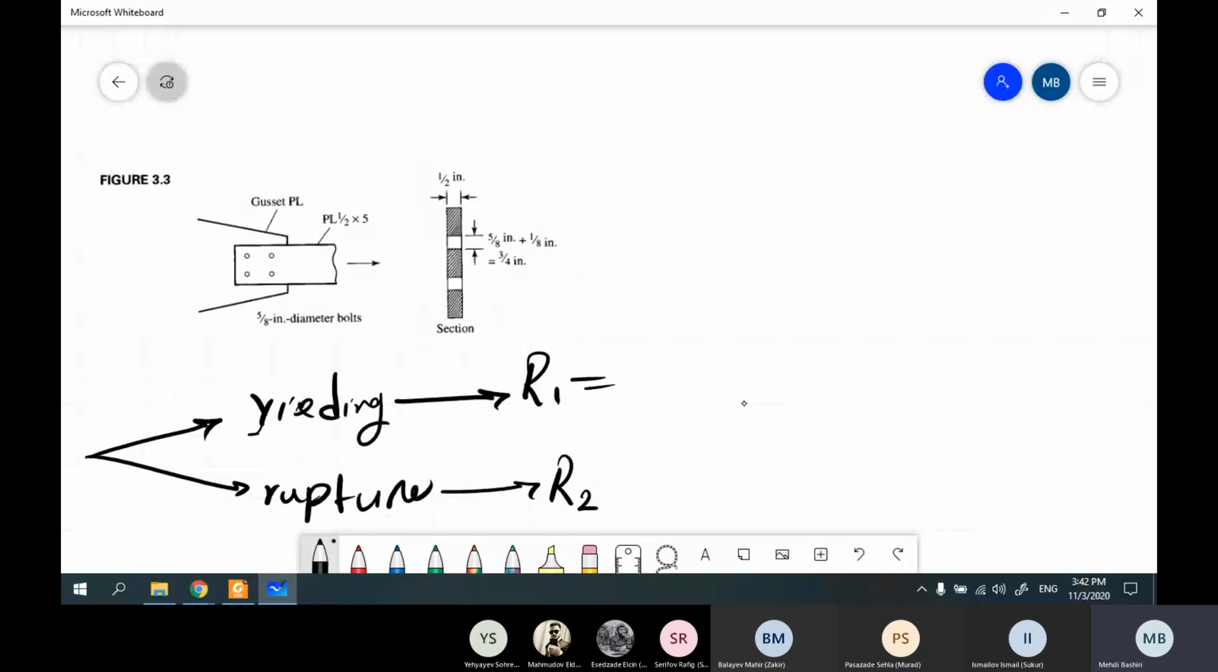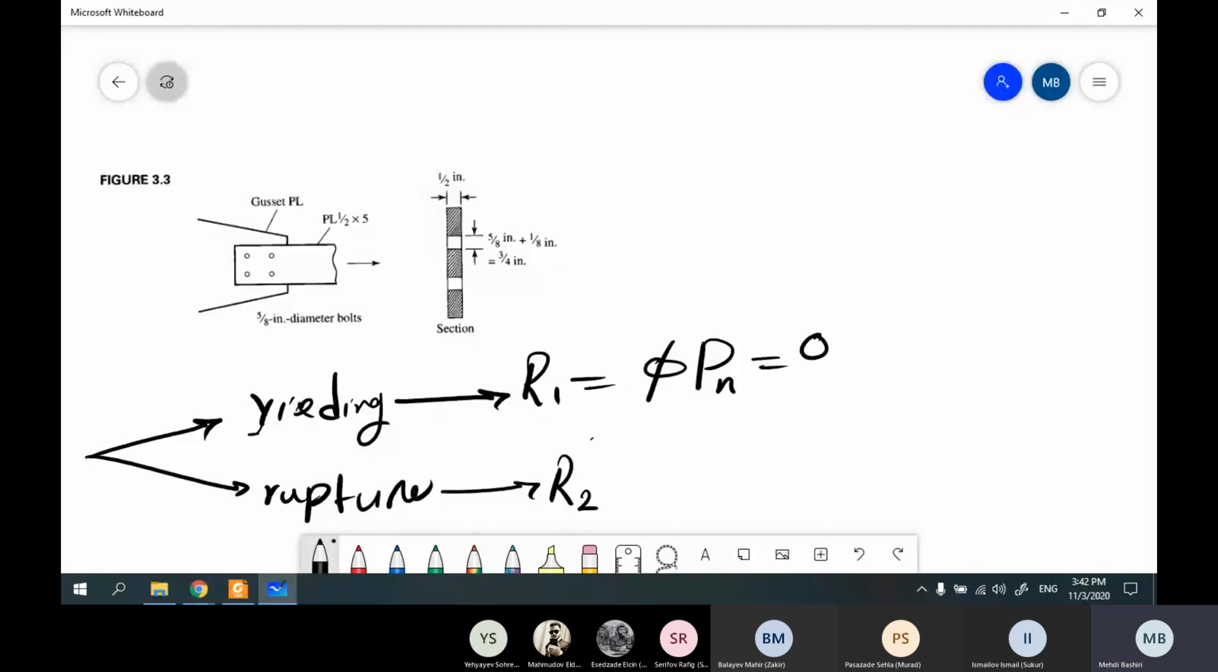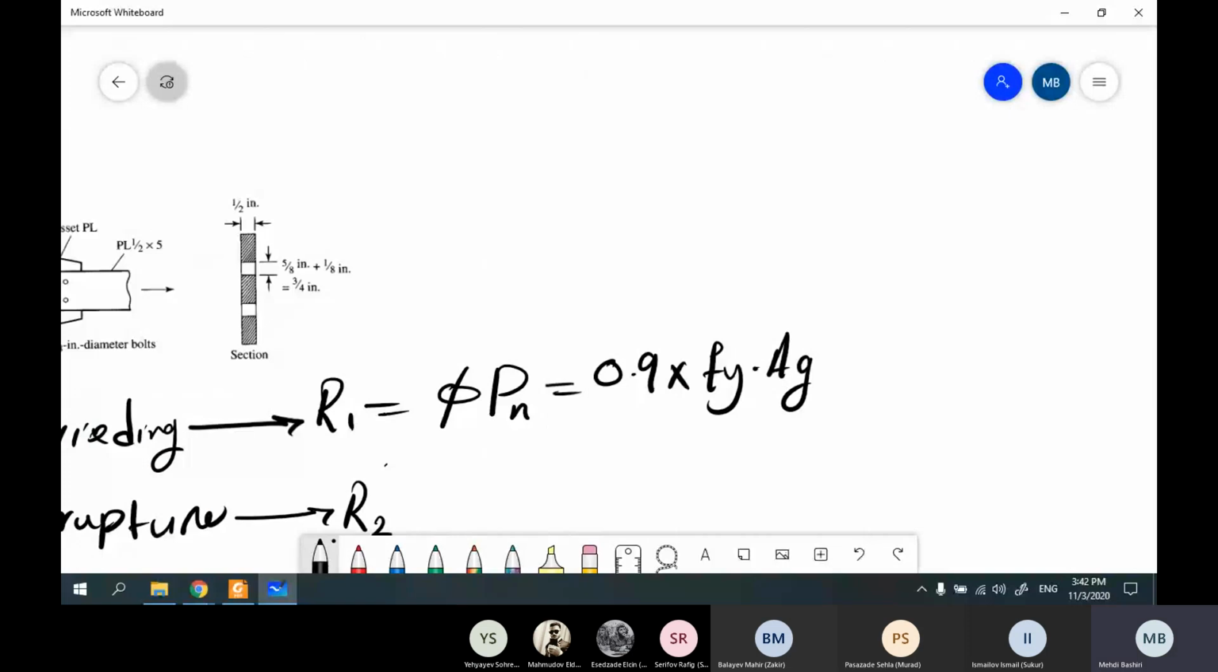What is R1? R1 is phi Pn. What was Pn, and what was phi? Phi is 0.9 and Pn is Fy Ag. So phi Pn is 0.9 Fy Ag. What is Fy and what is Ag?